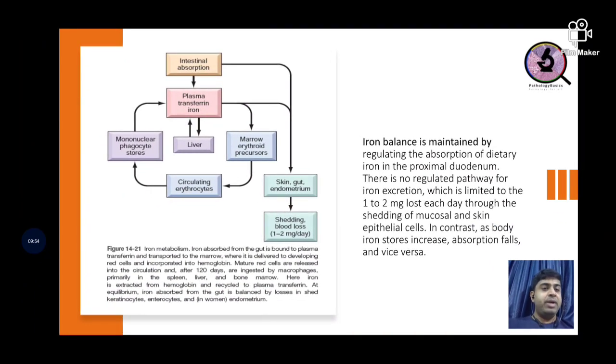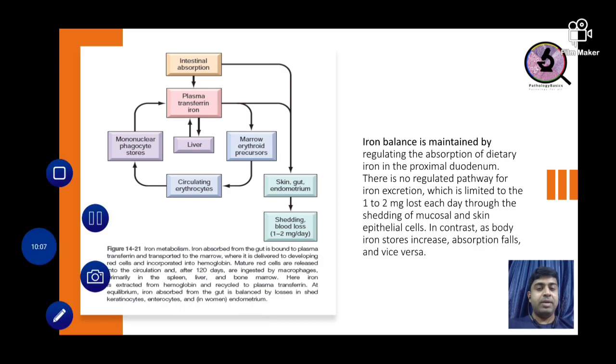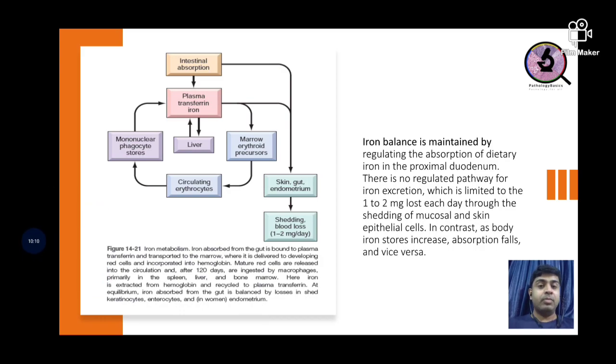Right? Now, the iron balance as such is maintained only with the help of absorption. So the absorption of iron in the gut is regulated. That is the only way the iron balance is maintained. That is to say, when the body is replete with iron, then the absorption of iron from the gut is decreased, and when the body needs iron, more iron will be absorbed.